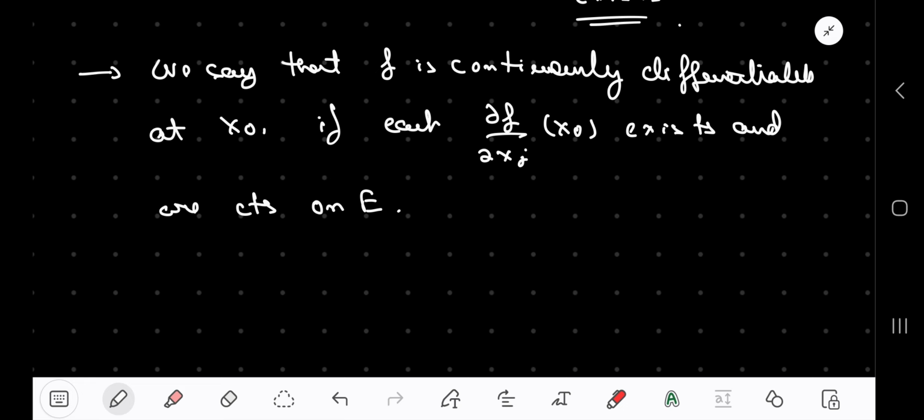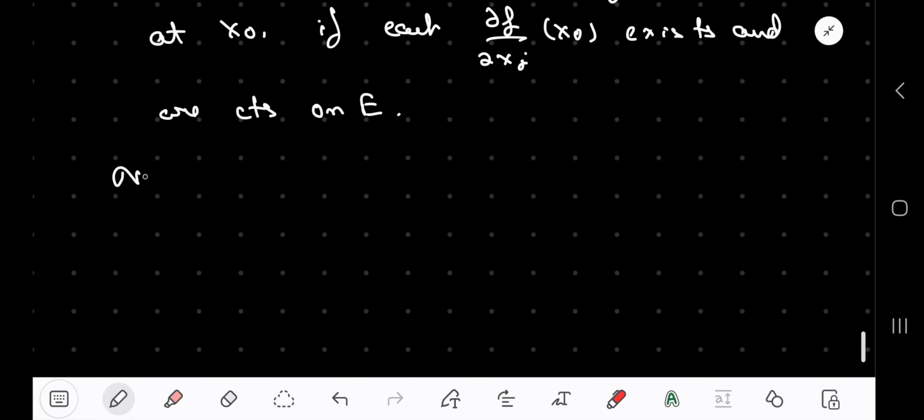Fine. Okay. Now something which you can immediately observe is that this function which we had chosen was a function from E to Rm. E was in Rn, right?